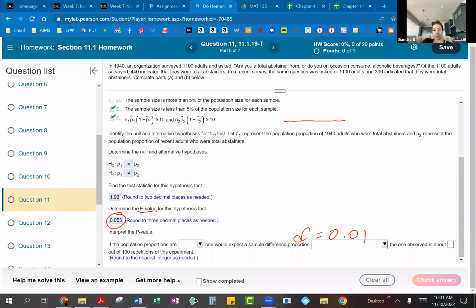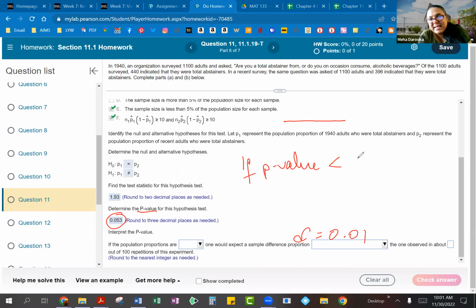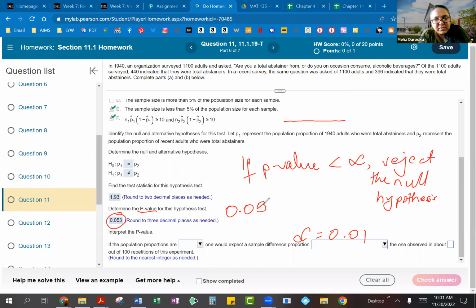So if the p-value is less than the alpha, then reject the hypothesis. Very nice. Yes. So if the p-value is less than your level of significance, you reject the null hypothesis, because that means your percentage has changed significantly. So what would we say about the comparison between 0.053 and 0.01? Is this less than, greater than? What would you use in there?